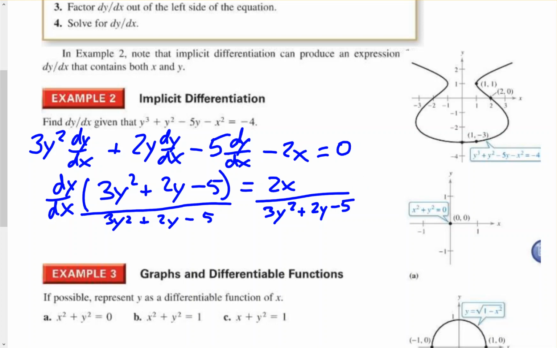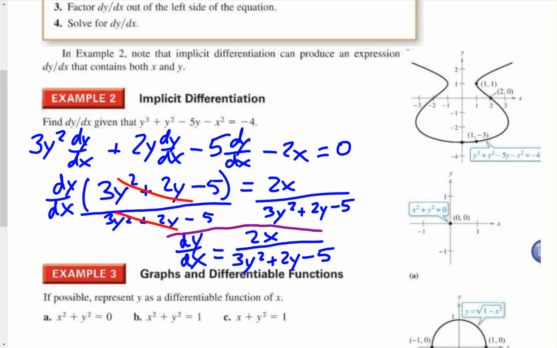Okay, so that you have the dy/dx alone. So dy/dx will be alone, equals 2x over 3y squared plus 2y minus 5. Okay, and that would be the equation for your derivative.